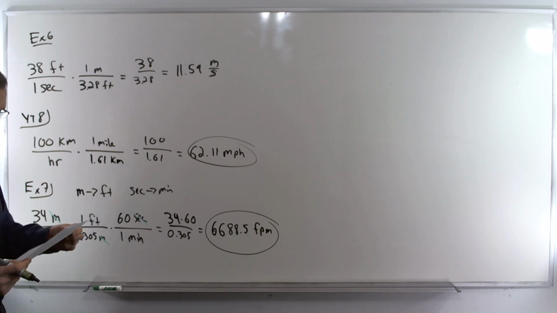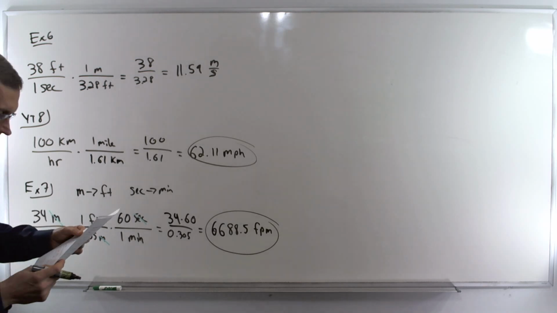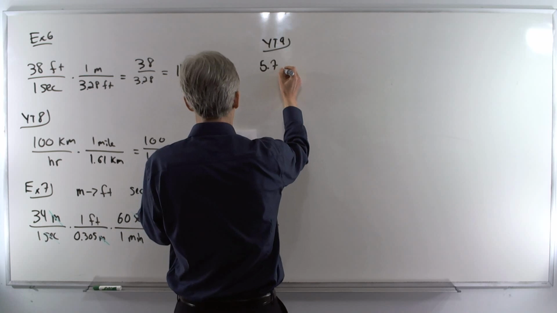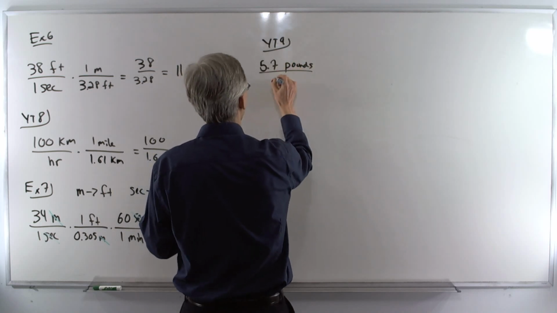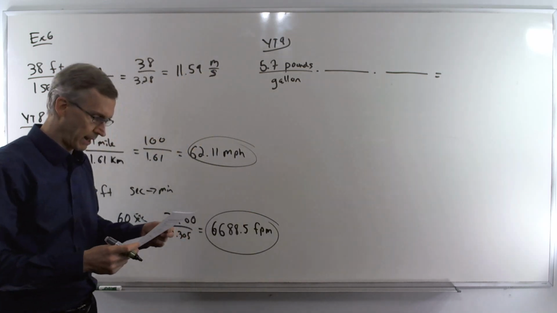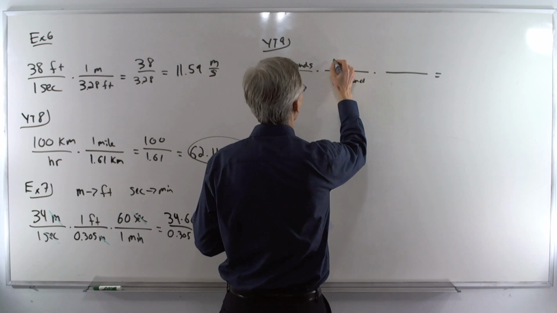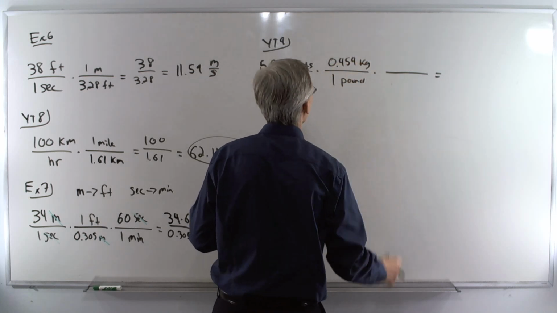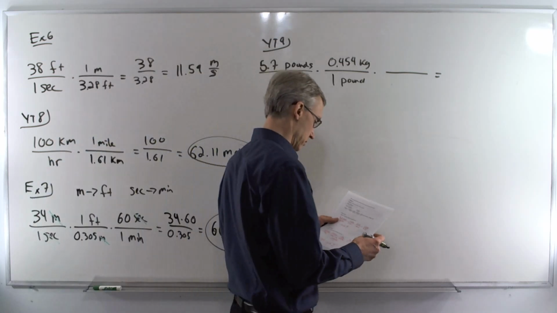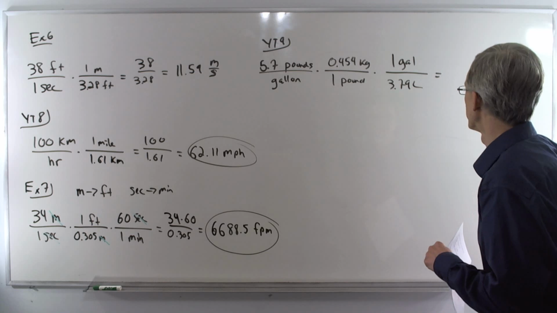Your turn, number 9. Convert 5.7 pounds per gallon to kilograms per liter. So this is a measure of density of a liquid. All right, so we're going to convert pounds to kilograms. So we use that conversion, 1 pound equals 0.454 kilograms. And now we're going to do gallons to liters. So 1 gallon is 3.79 liters.